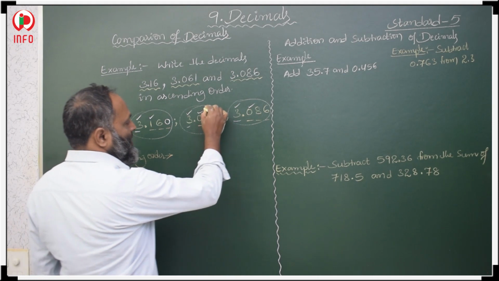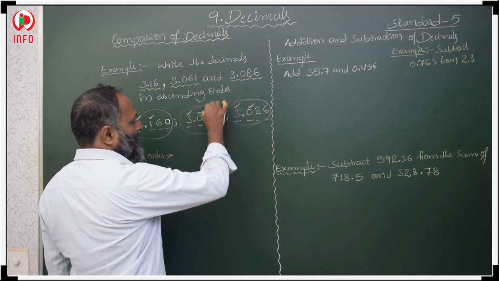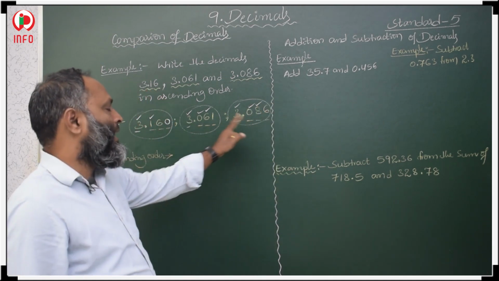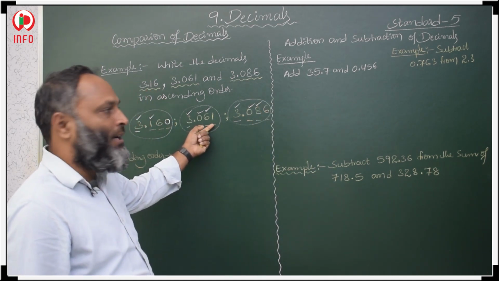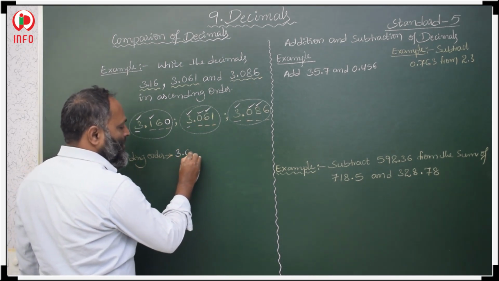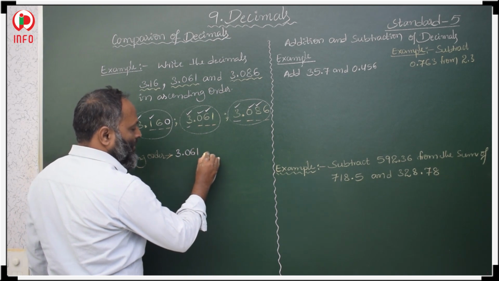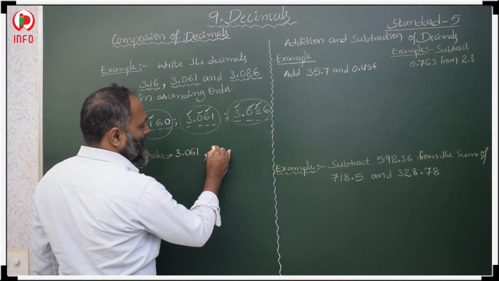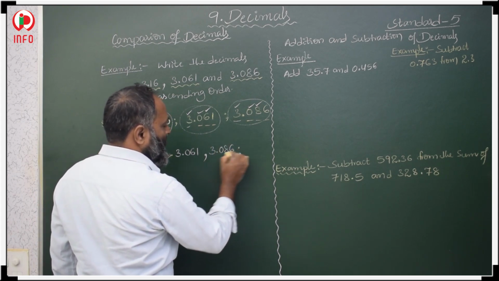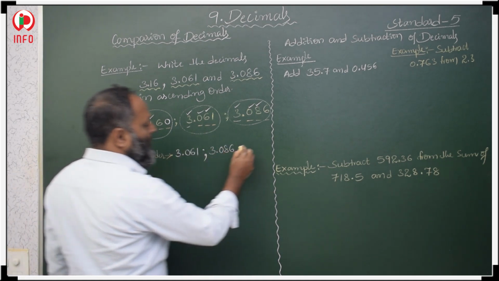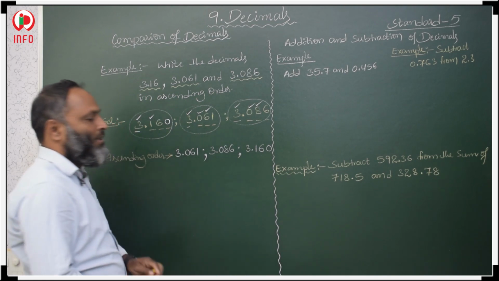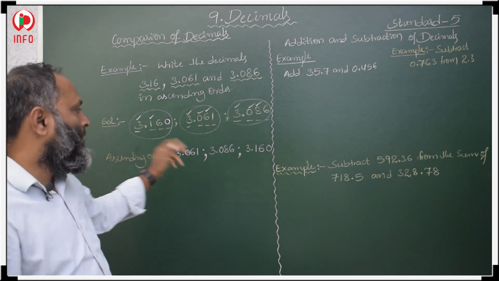In this again we decide which one is smaller. So we move to the next, the hundredths place. Here the hundredths place is 6 and here 8. Between 6 and 8, 6 is smaller. It means this one is smaller, that is 3.061. This is smaller. The second smallest one is 3.086. And the bigger one is 3.160. Like this we compare the given decimals.